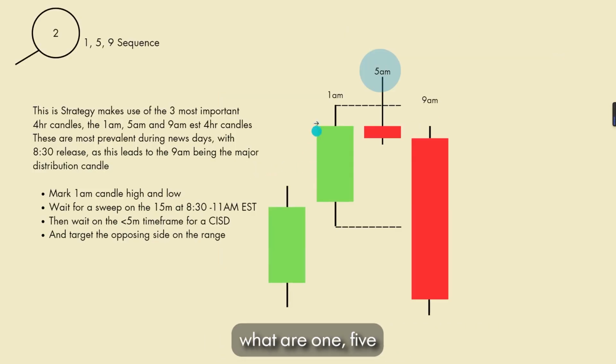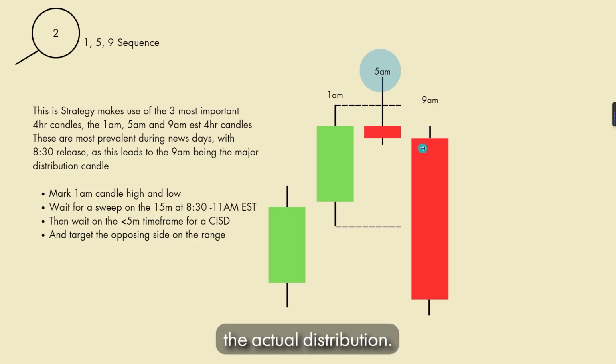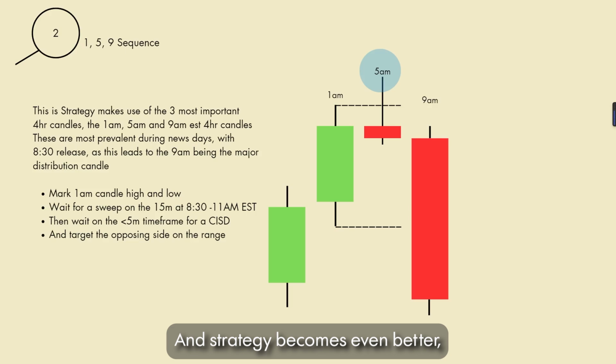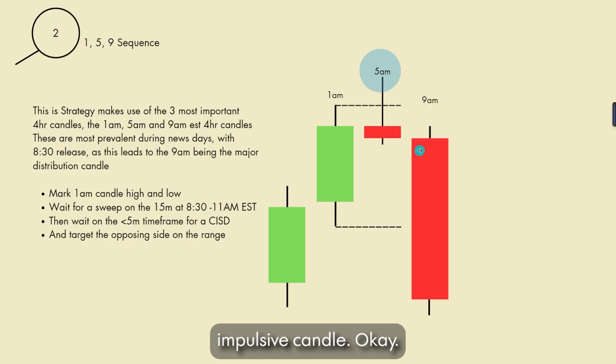Now, as you can see here, with our 1, 5, and 9 sequence, this is based off of the 3 most important 4-hour candles that we use in the market. Your 1 AM will form out your range, your 5 AM will actually form out the sweep, and the 9 AM creates the actual distribution, and the strategy becomes even better, especially on news days. So FOMC, CPI, or NFP days, especially like this, we see that when the news release is exactly at 8:30, we get an impulsive candle. And this is also based off of the general manipulation that also happens around this time, and this is usually prevalent on pairs such as gold, NASDAQ, your NQ, ES, all those major assets.